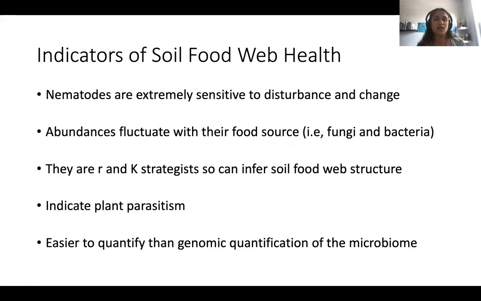So then nematodes can also serve as indicators of soil food web health. They're extremely sensitive to disturbance and change. So if you have a system that is heavily disturbed, you're typically going to see a nematode community with less of those K strategists and more of those R strategists, because K strategists are super sensitive to changes in the environment.